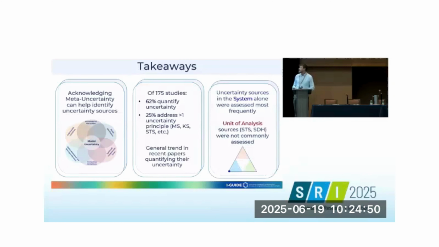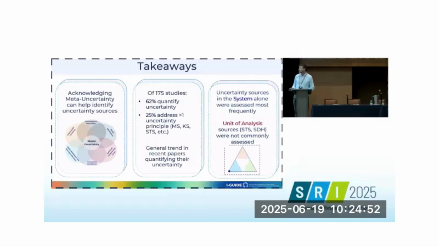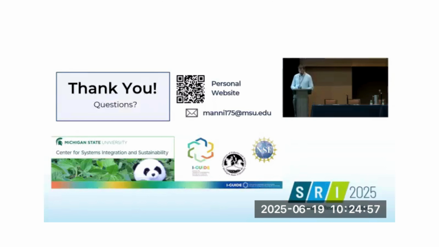And I want to remind everyone that thinking outside of the box can help us when we are identifying our model uncertainty. I want to take a second and thank all the over a dozen reviewers that worked alongside us. Most of the team was from iGuide, but some people from the Center for Systems Integration and Sustainability as well.